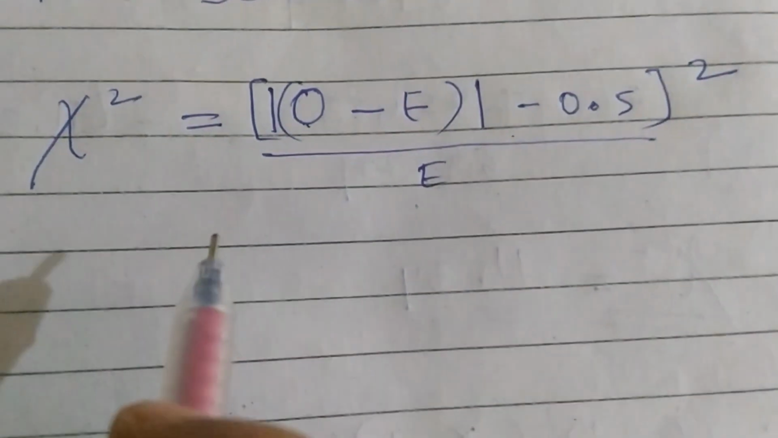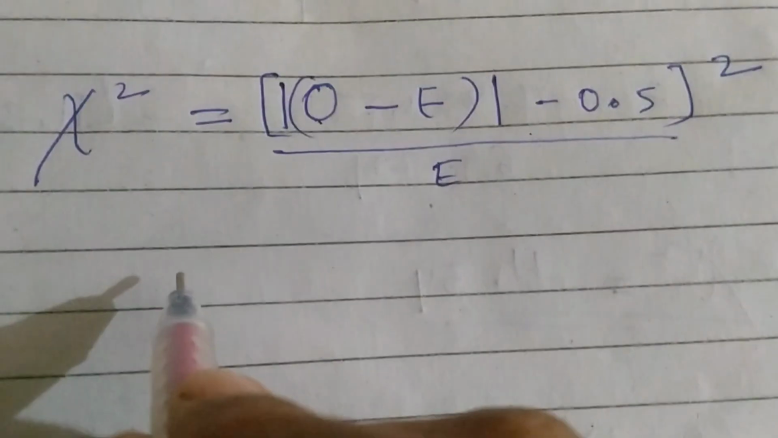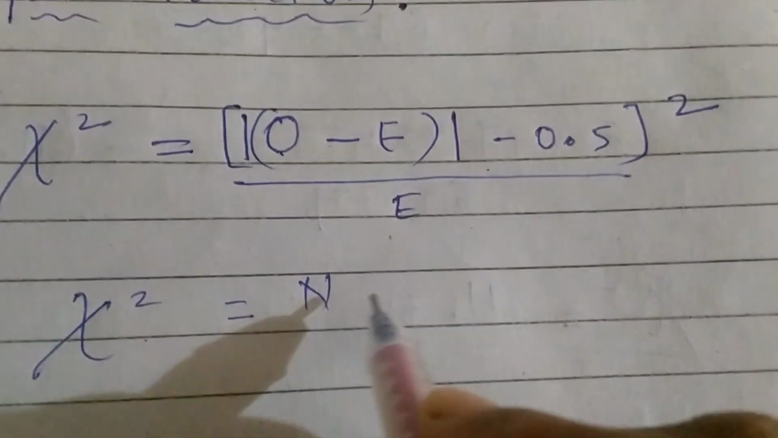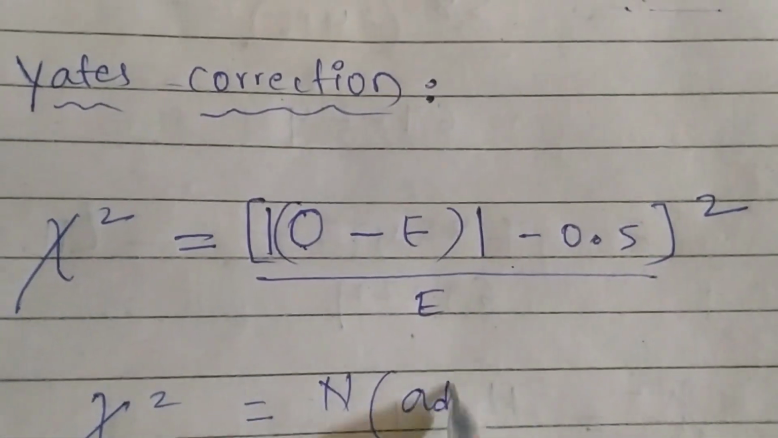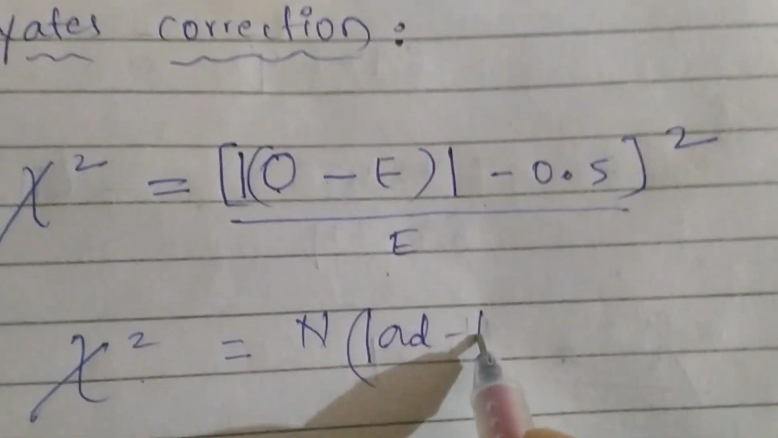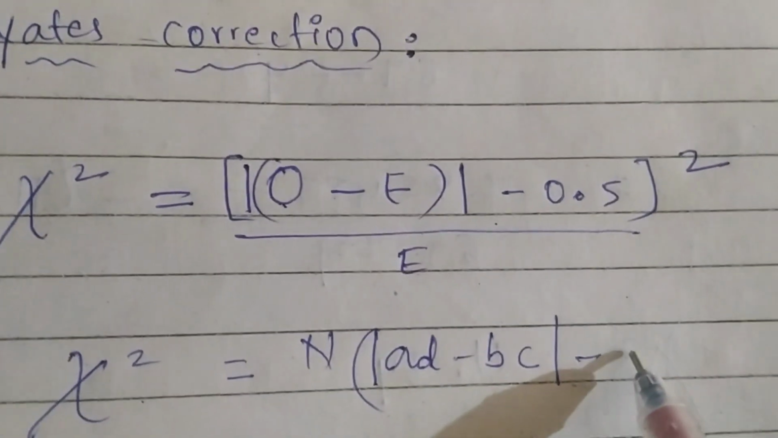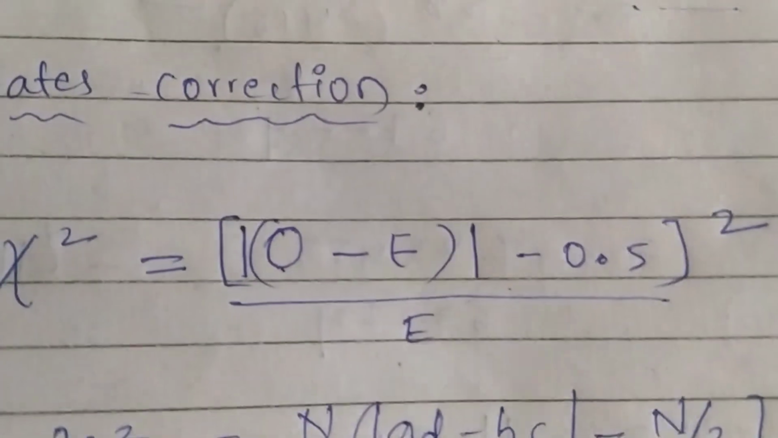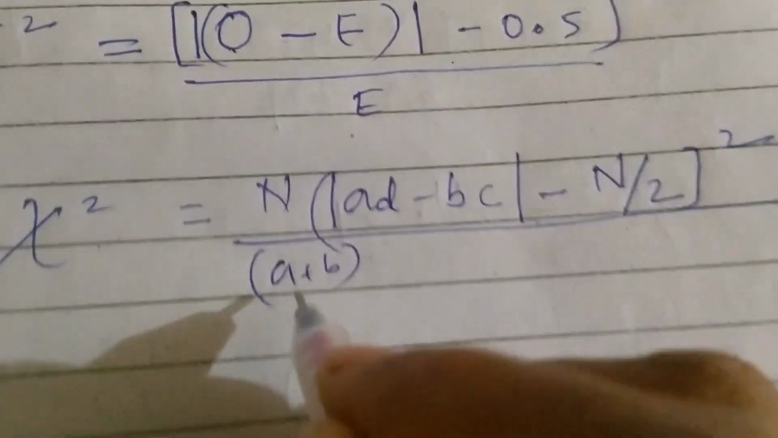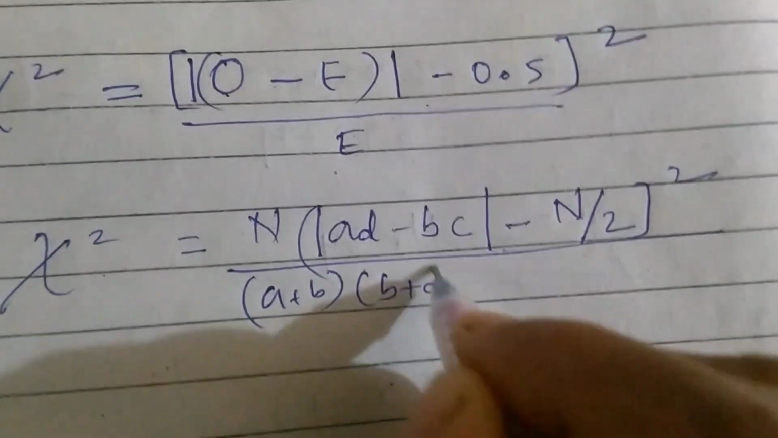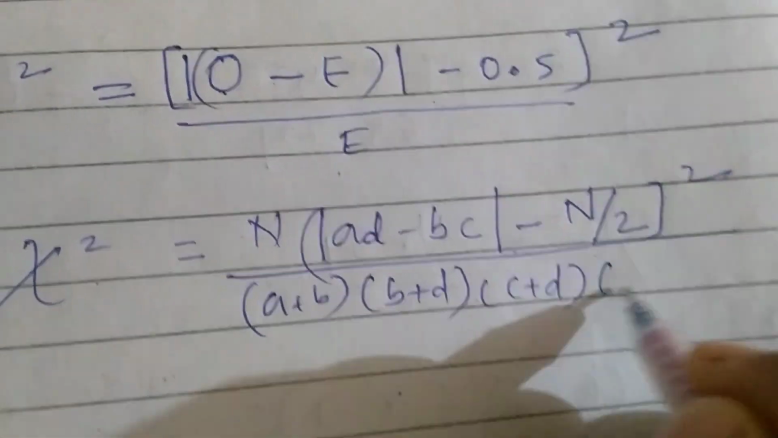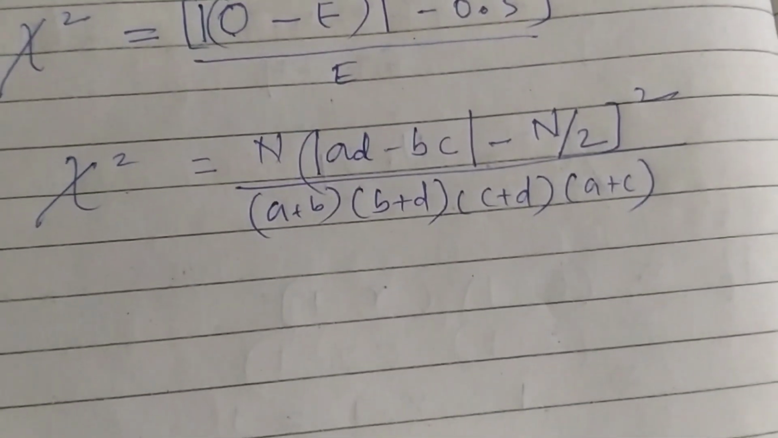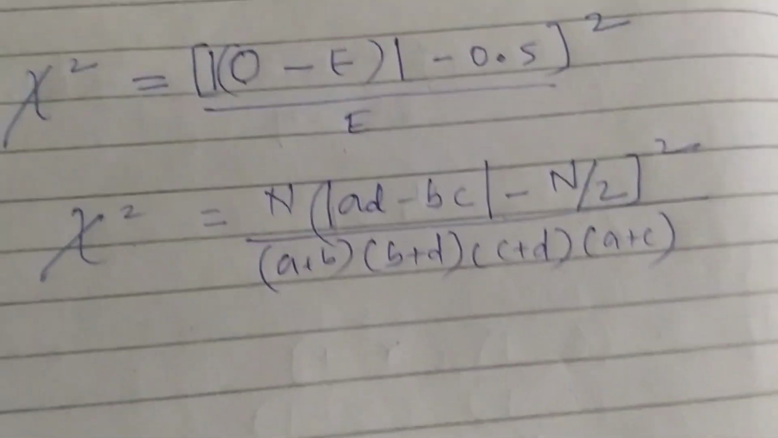Another formula, if we have a 2 by 2 contingency table, is chi-square equals n times the modulus of AD minus BC, which is again subtracted by n by 2, and this whole square, divided by A plus B, as we discussed yesterday, B plus D, C plus D, and A plus C. This formula is only applicable when the contingency table is 2 by 2. And when do we have to use this Yates correction?